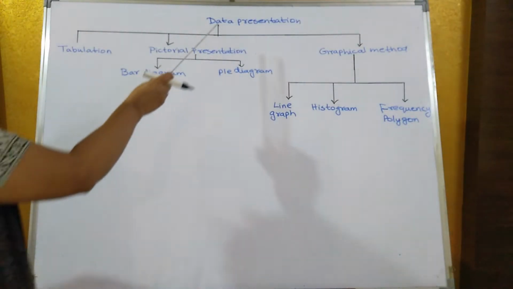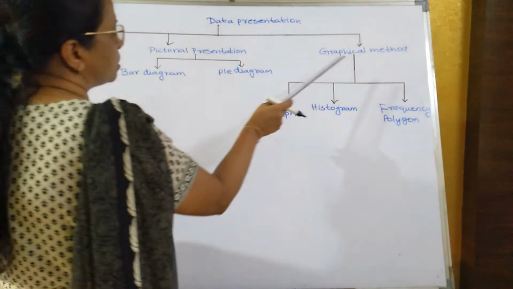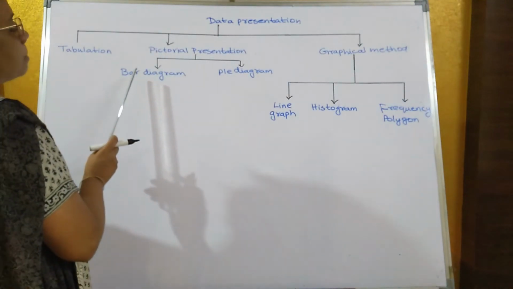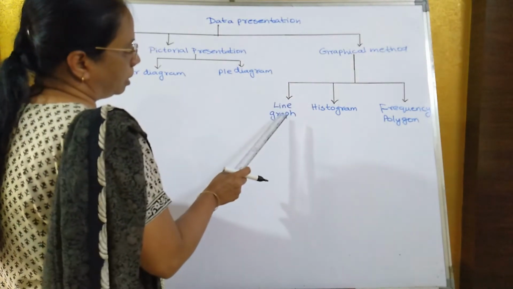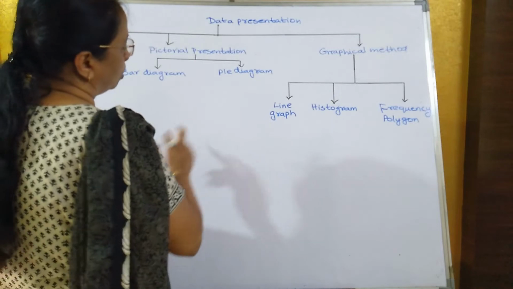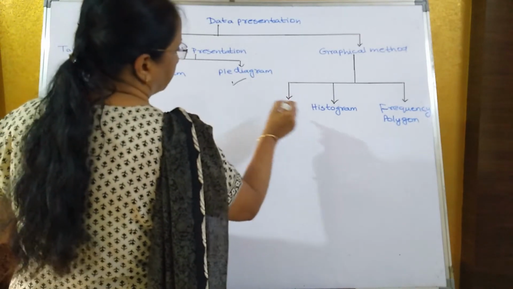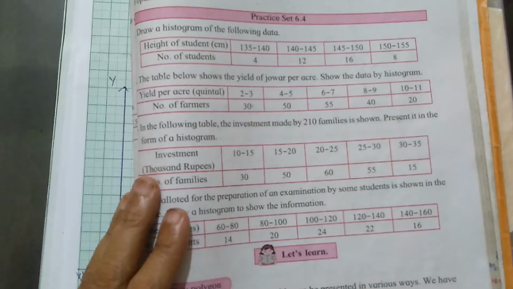Now, data presentation can be done by three methods: tabulation, pictorial presentation, and graphical method. In pictorial presentation, there are two types: bar diagram and pie diagram. And in graphical method, there are three types: line graph, histogram, frequency polygon. This year, you will be studying in standard 10th pie diagram, histogram, and frequency polygon.